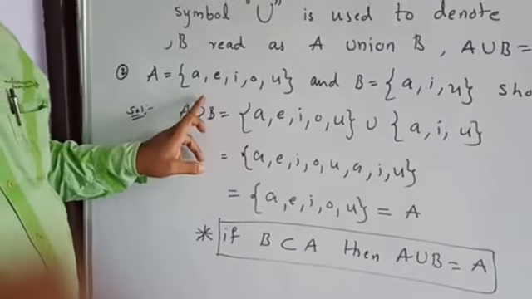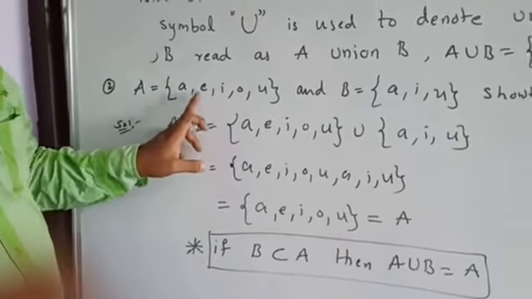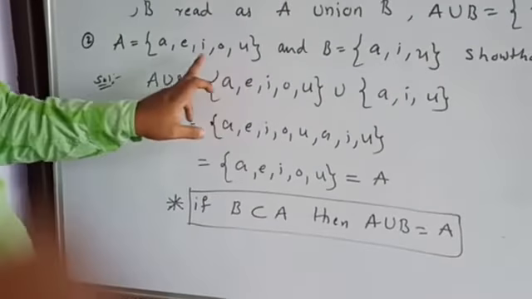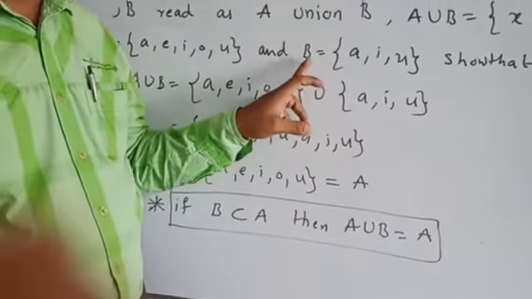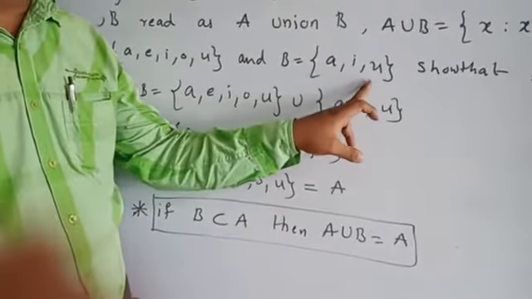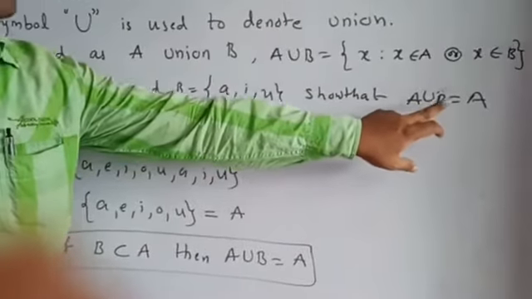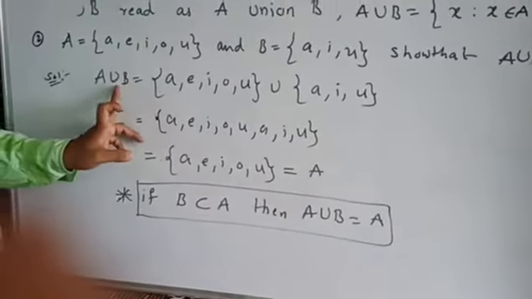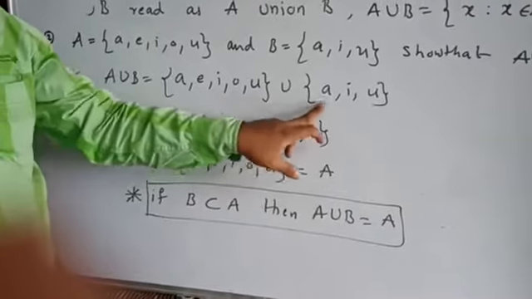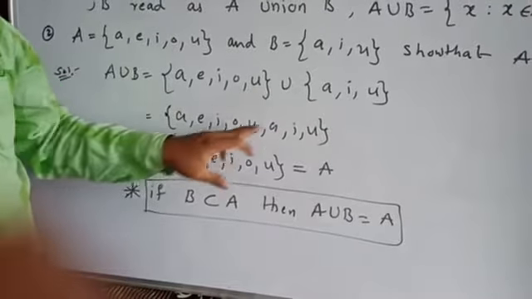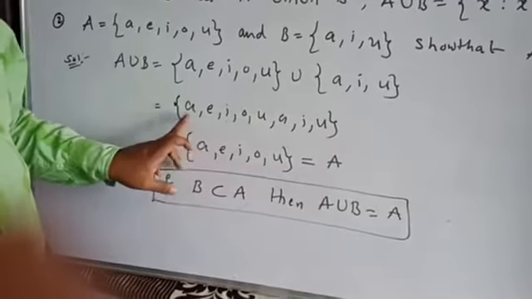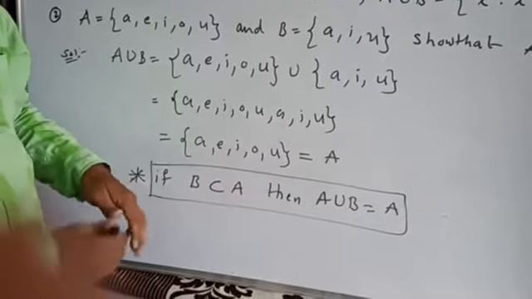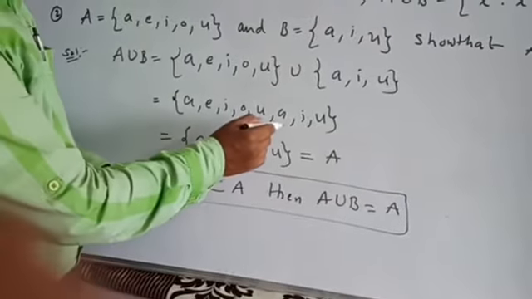Let us take another problem. A is the set {a, e, i, o, u}, the vowels in the English alphabet. B is another set {a, i, u}. Show that A union B equals A. So A union B: write the elements of A, write the elements of B. Here a is repeated two times, written only once.